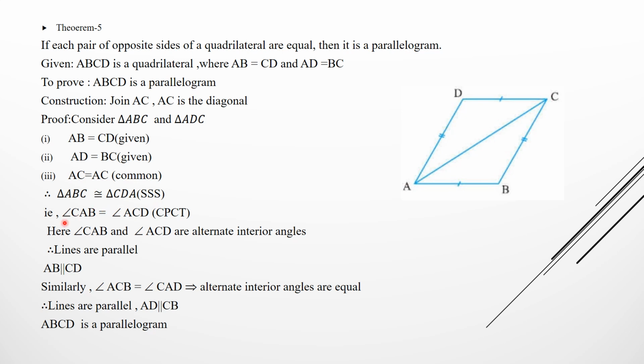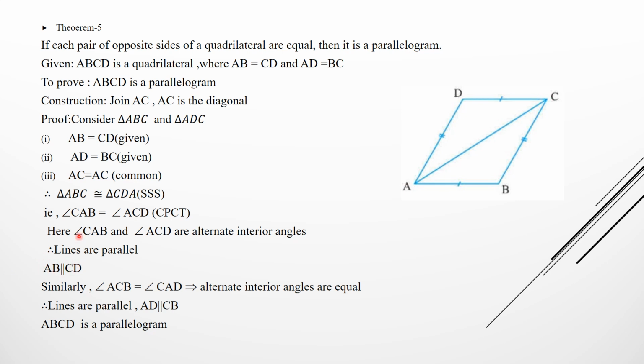Therefore, angle CAB is equal to angle ACD using corresponding parts of congruent triangles condition. Here we can see angle CAB and angle ACD are alternate interior angles, and they are equal. If the alternate interior angles are equal, we can say the lines are parallel. Therefore, we can say the line AB and the line CD are parallel to each other.